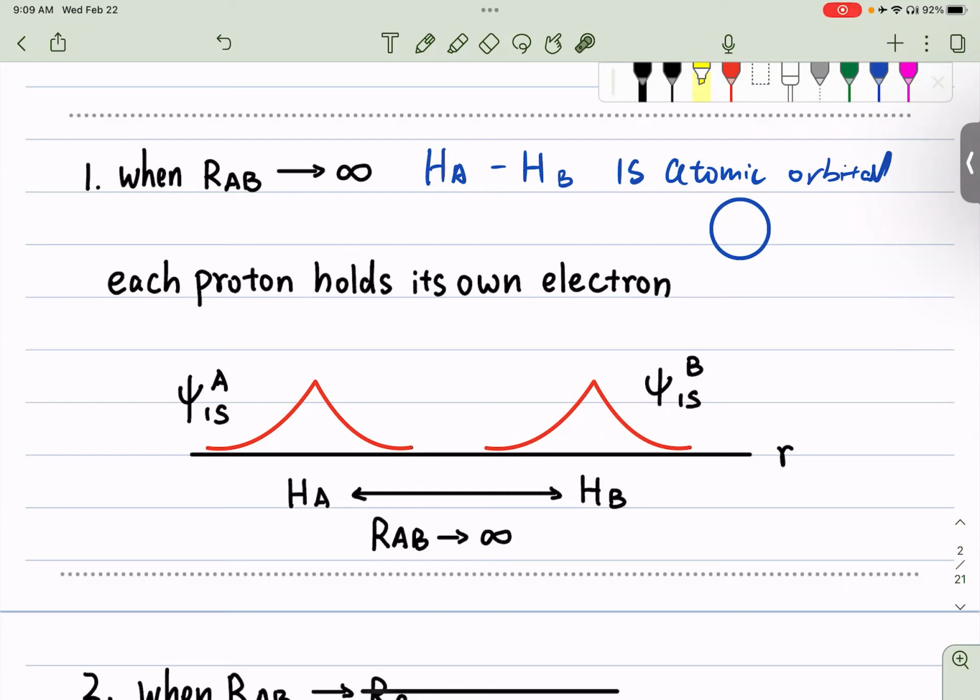Right? So when A and B are infinitely apart, what it means is these wave functions do not interfere with each other. Or the other way to put it is each proton, each nucleus will likely hold its own electron. There's no interference. They're just separate atomic orbitals. So that's the first scenario.